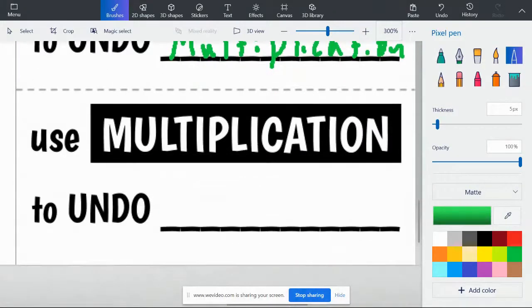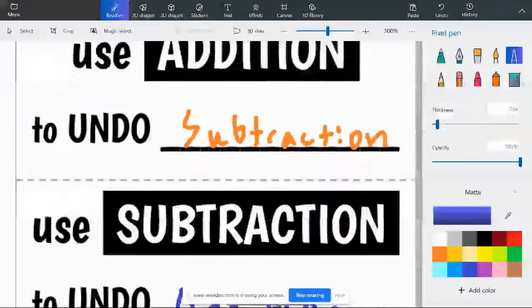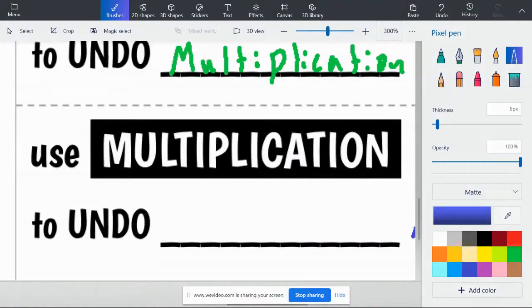And we'll use multiplication. What color have I not used yet? Let's see, I've used blue, orange. Let's do a nice red. Multiplication to undo division.